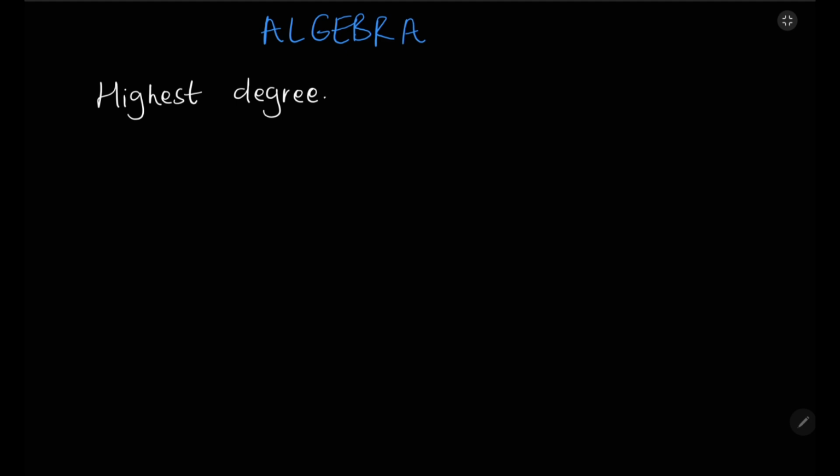Now in algebra, what if they tell you to find the highest degree? Know that the highest degree is the largest exponent of the variable in the expression. For example, if you have, let's say, 3x to the power 2 minus 4x plus 7. You're looking for an exponent of a variable, okay? 3x to the power 2, we have x to the power 2. Minus 4x, we have x. Plus 7.